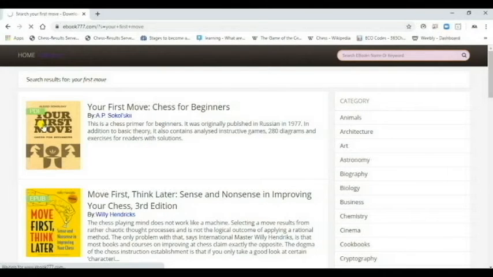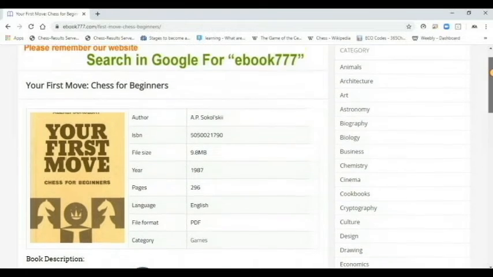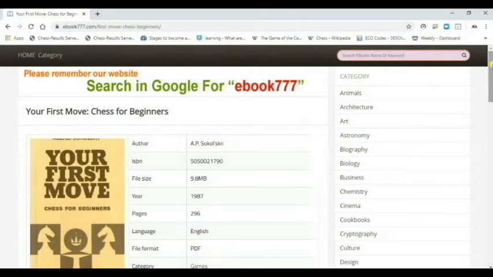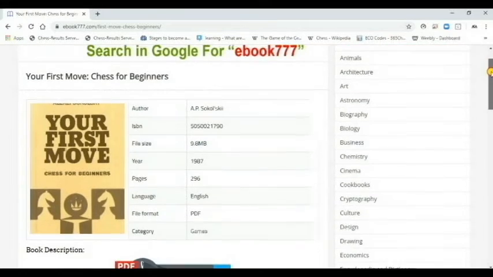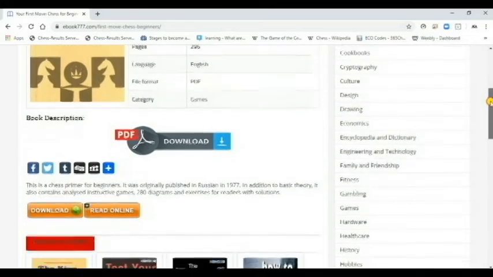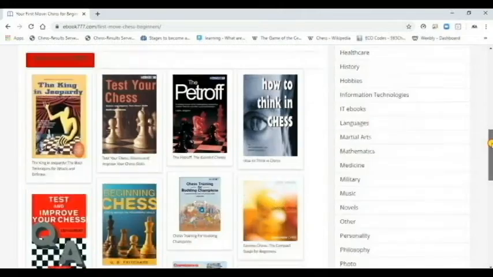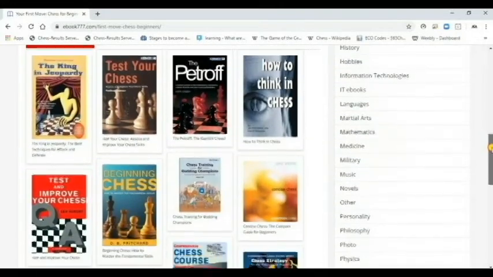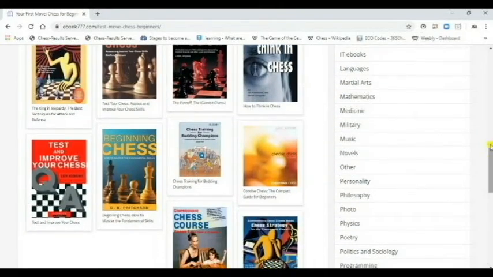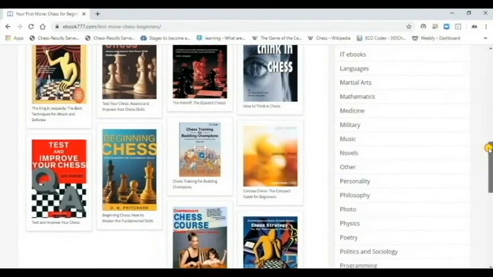Just press here. And if you are downloading this book, you need to know only one thing. You should not have ads, because on websites like these that provide books like this, if you have an ad blocker, you cannot download this book. Here you will not understand where to download. See, so many things are there. See, so many books regarding chess. But this is the book I am suggesting to read first.